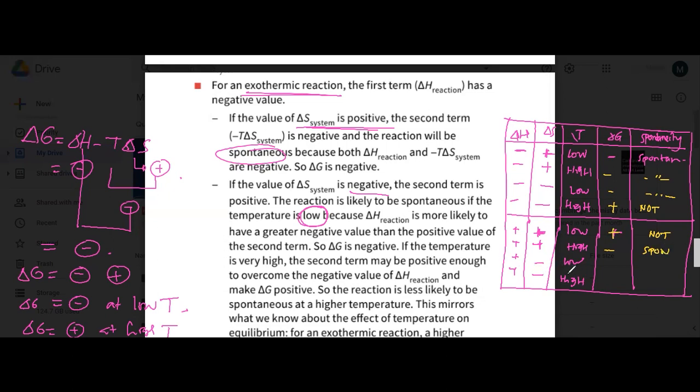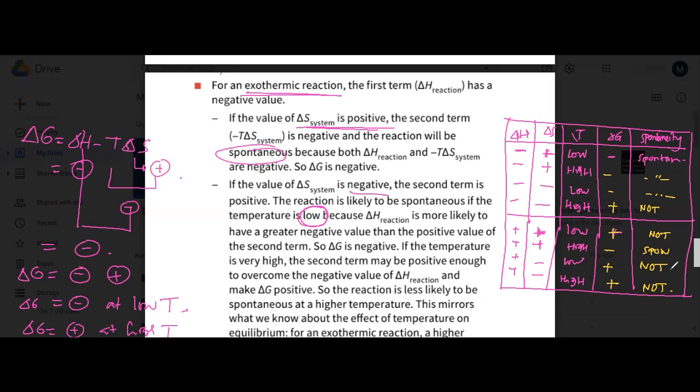Positive, negative, low temperature: this would be positive, not spontaneous. Positive, negative, high temperature: this would be positive. At high temperature with delta S negative, negative T delta S will be positive, so it is always not spontaneous. Okay, so we are done with this table.